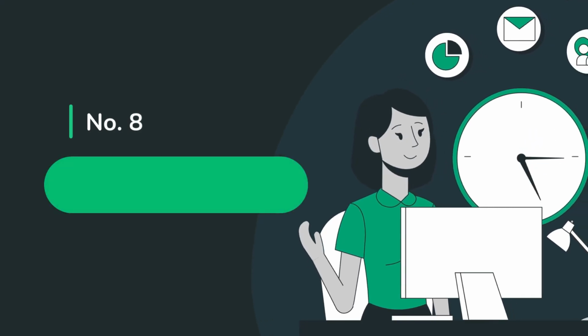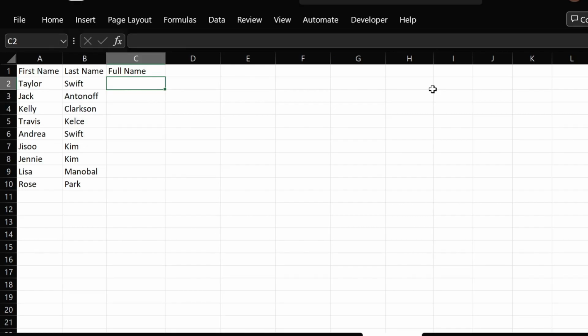Number 8. Concatenate. Concatenate from the word itself is used to concat values from different cells. Say we have a column with first name and another column with last name. We would like a column for a full name. What we need to do is just type equals, then followed by concatenate, and then select the fields that you want to concatenate. As you notice here, the first name and the last name is joined as one.